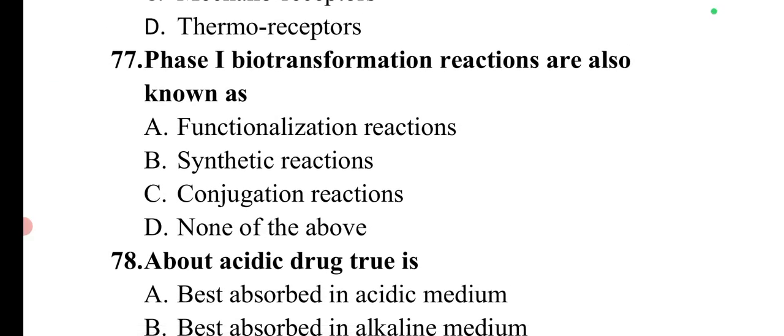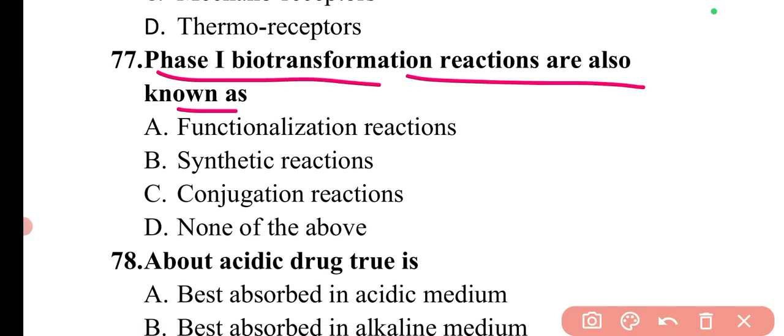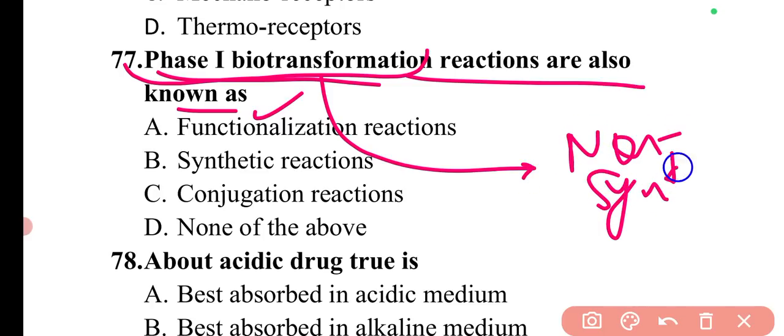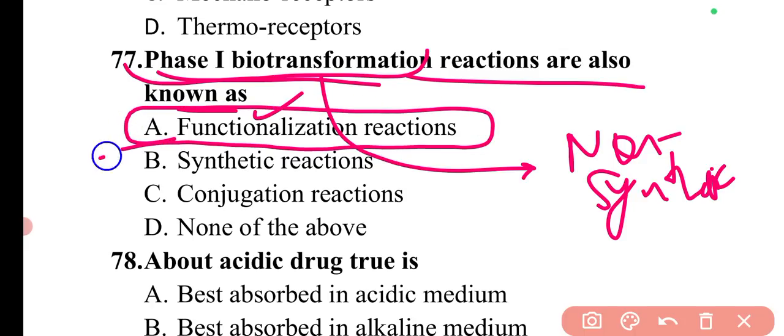The next question is phase 1 biotransformation reactions are also known as. So basically in biotransformation or metabolism there are two types of reaction, phase 1 reactions and phase 2 reactions. These phase 1 reactions are known as non-synthetic or functionalization reactions. So here option A will be the correct answer.